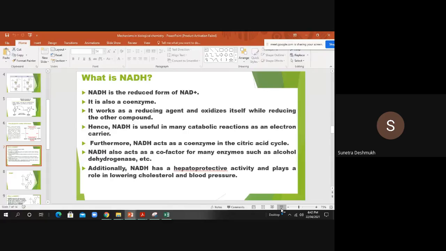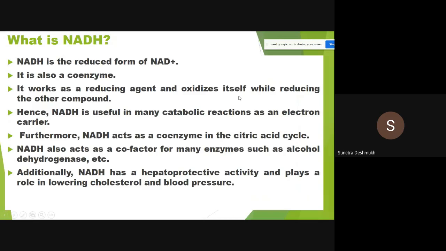Okay, so now what is NADH? So NADH is a reduced form of NAD plus. It is also a coenzyme. It works as a reducing agent and oxidizes itself while reducing the other compounds.